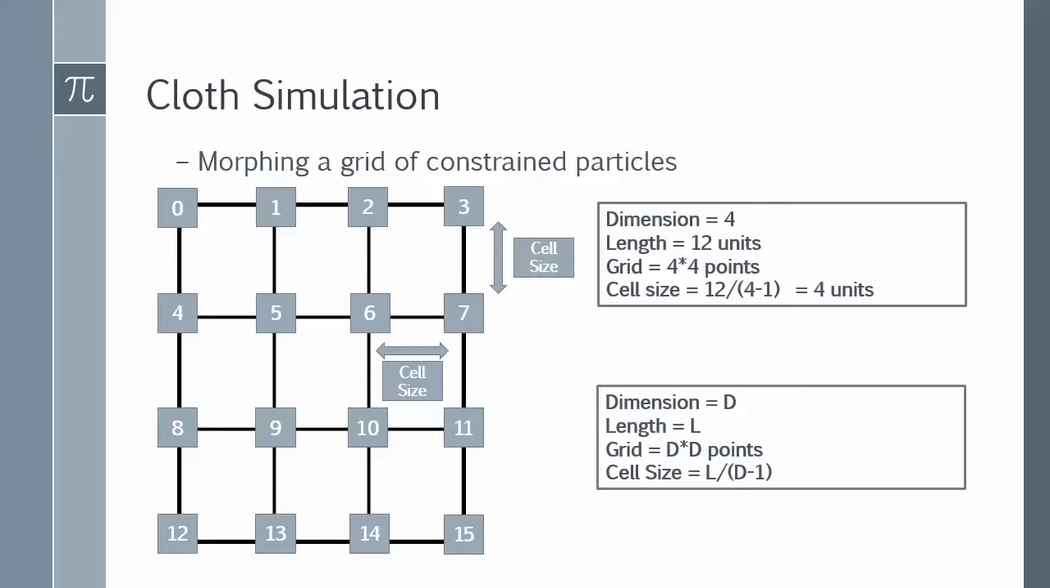So if we have 4 points here, we're going to have 3 lines, and likewise for the vertical. So we can easily expand this to any dimension. Let's say the dimension is d and the length is L. We have a grid of d square points, and the cell size in this case will be L divided by d minus 1.